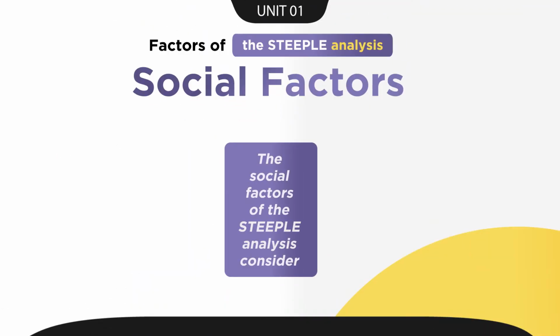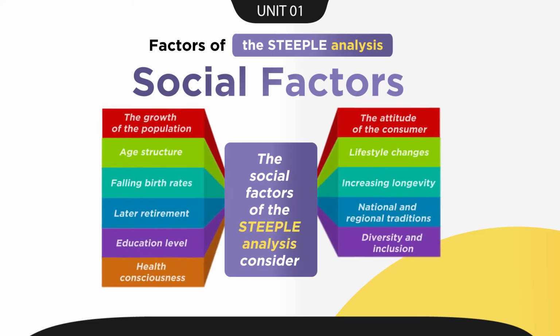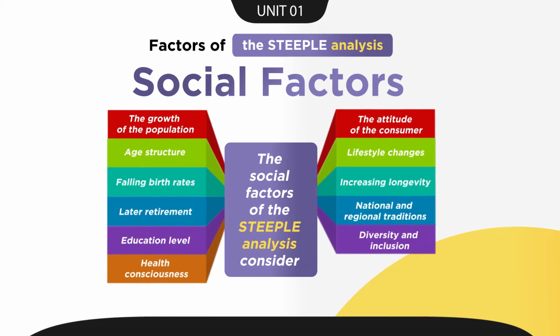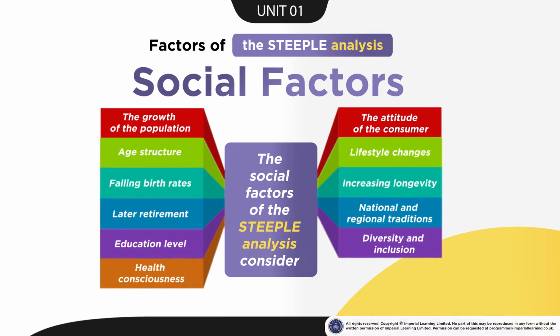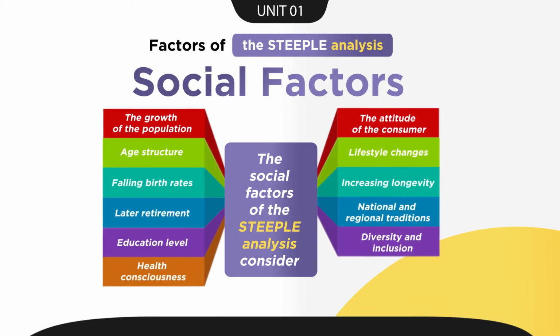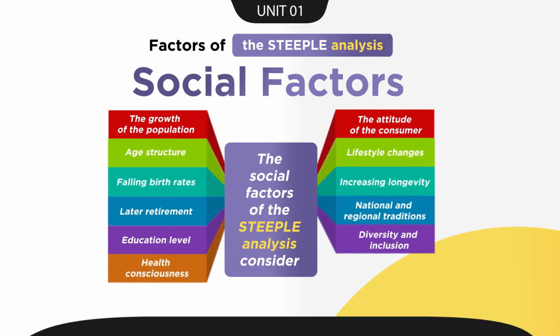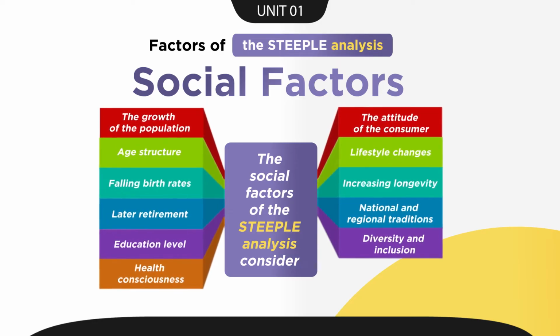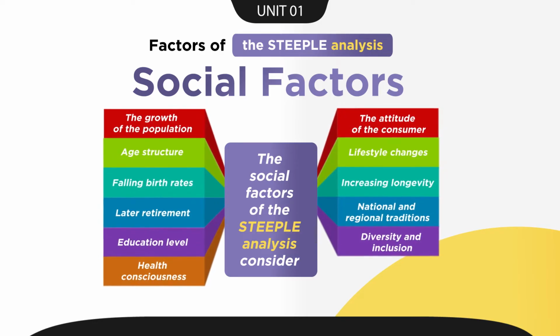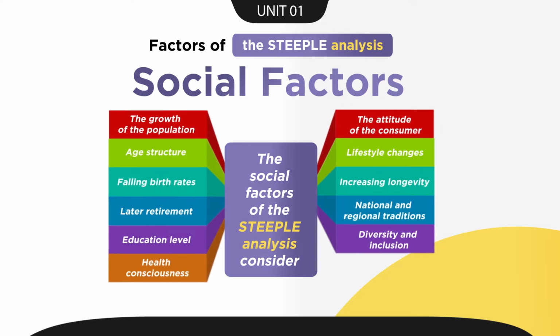The social factors of the STEEPLE analysis consider the growth of the population, the attitude of the consumer, the age structure, lifestyle changes, falling birth rates, increasing longevity, later retirement, national and regional traditions, educational level, diversity and inclusion, and health consciousness.